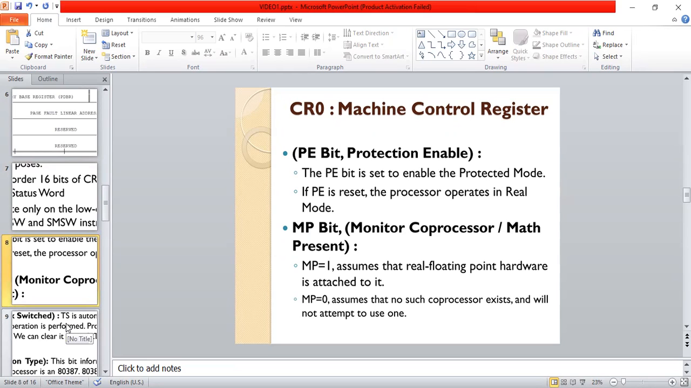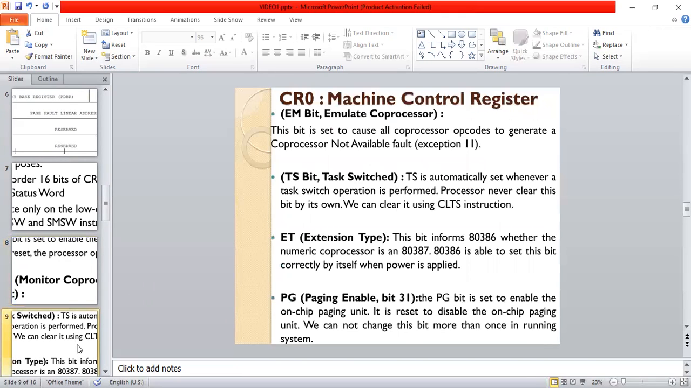MP bit, that is monitor coprocessor or math present. When MP is 1, it assumes that real floating-point hardware, a coprocessor, is attached. When MP is 0, it assumes that no such coprocessor exists and will not attempt to use it. That means the math processor is not attached to the processor.